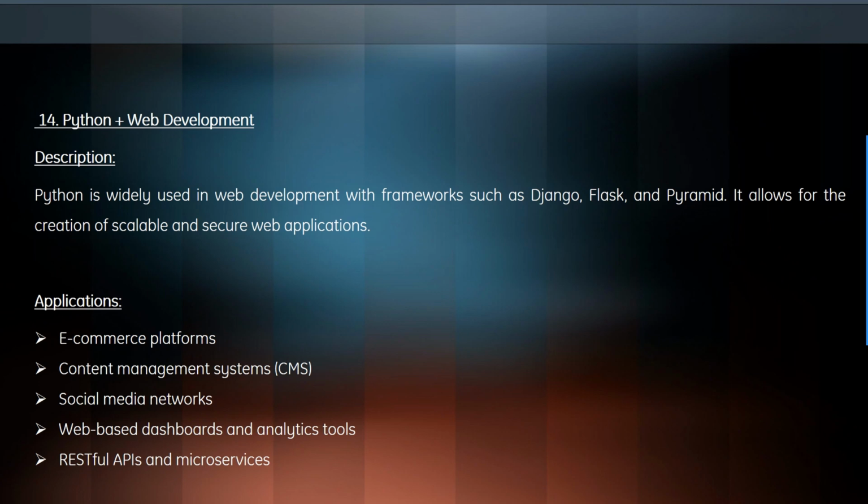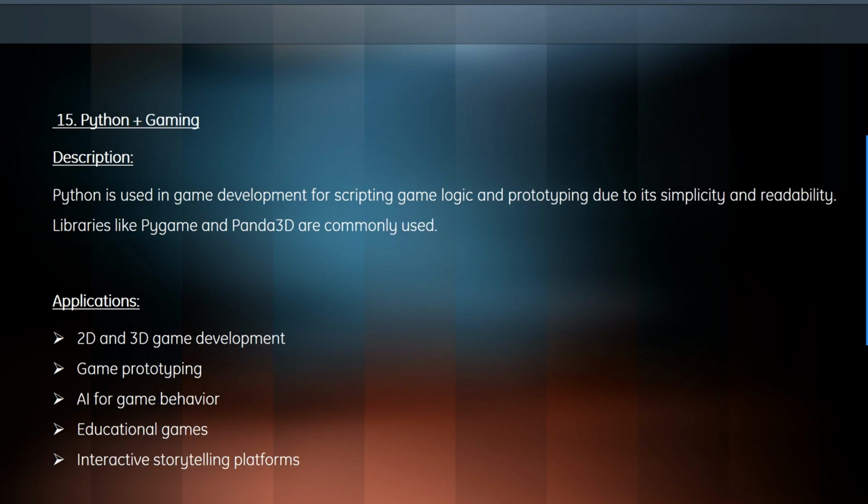Moving on, we have Python plus web development. As we know, Python is widely used for web development with frameworks such as Django, Flask, and Pyramid. It allows for the creation of scalable and secure web applications. So what are the applications here? We have e-commerce platforms, which include Amazon, Flipkart, etc. And we have content management systems, social media networks, web-based dashboards and analytics tools, and RESTful APIs and microservices.